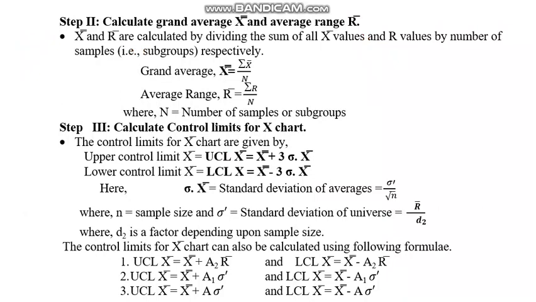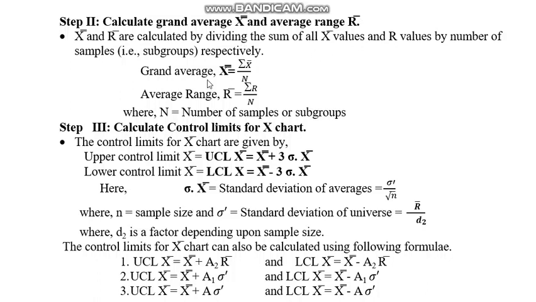See, actually this should be exactly on the letter X, but some problem I am facing with the PPT, it is slightly shifting. But it should be just above the letter X and above letter R, those bars. So now you have to calculate the grand average, or you can say average of averages, and the average range, that is R bar. These things you have to calculate.